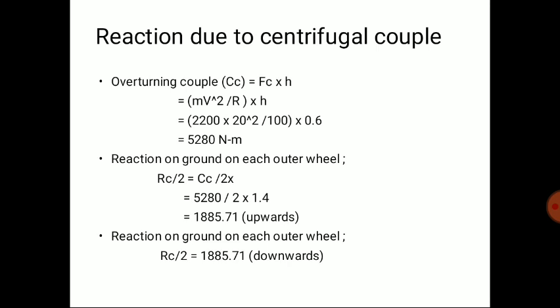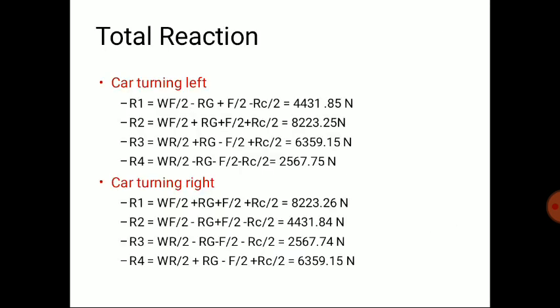Next, the reaction of ground on each inner wheel, sorry, not outer wheel. On each inner wheel, Rc by 2 is equal to the same value, 1885.71, downward. The first one, upward, is the outer wheel; the second, downward, is the inner wheel, not the outer wheel. Sorry for the mistake. The reaction of ground on each inner wheel is Rc by 2 equal to 1885.71, acting downward.